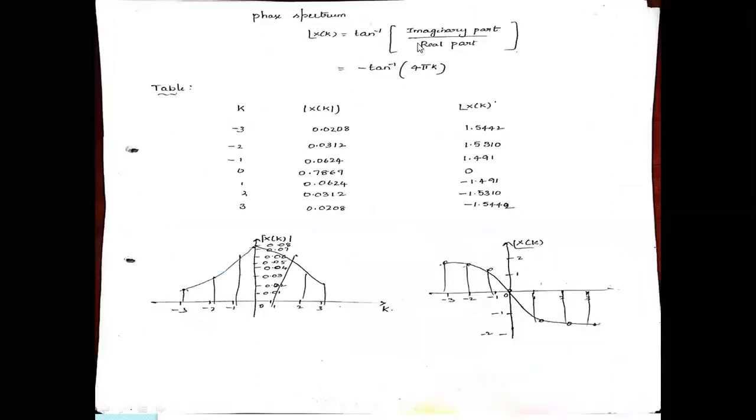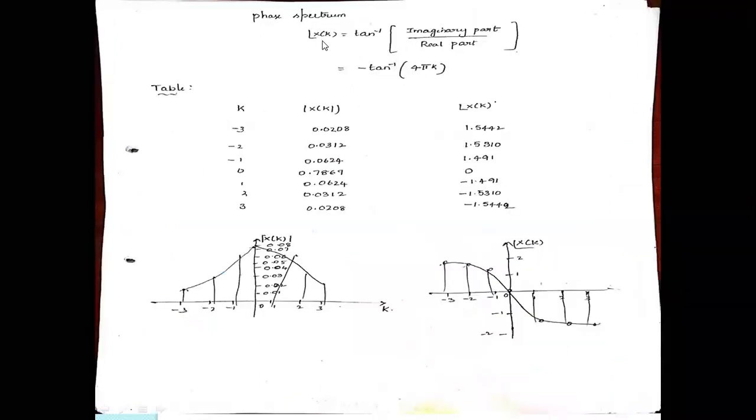Magnitude of x of k we got is 0.7869 divided by under root of 1 plus 4 pi k whole square. Alright. So you have to find out the magnitude and the phase also. We got the magnitude, now I can find out the phase.